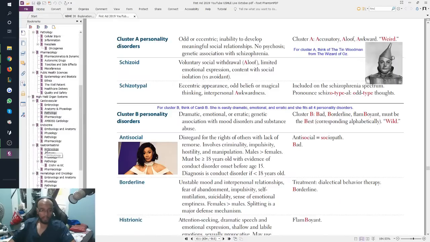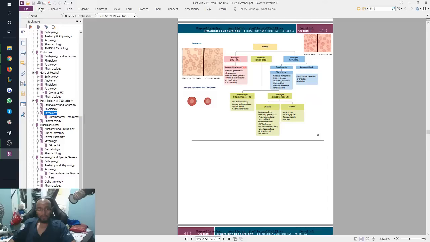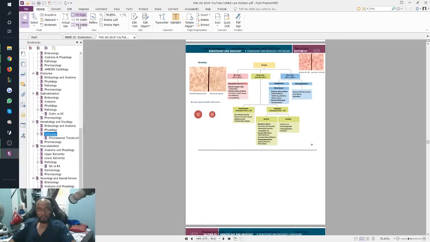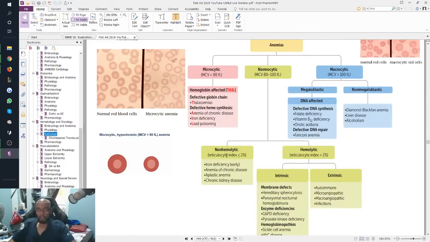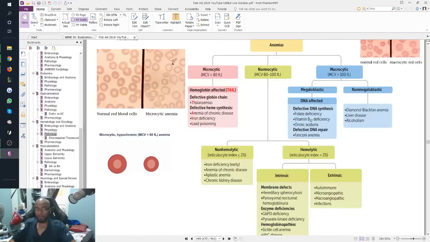If we go back and look at it now, in Hem-Onc pathology, and we look at this stuff right here, the thalassemias are one thing. They're going to have a low MCV, which was another issue actually, right? The mean corpuscular volume was also normal. So you have to understand, mean corpuscular volume tells you microcytic or macrocytic, or is it just normocytic? And this patient's was pretty much normocytic.